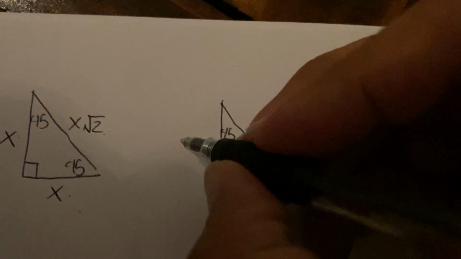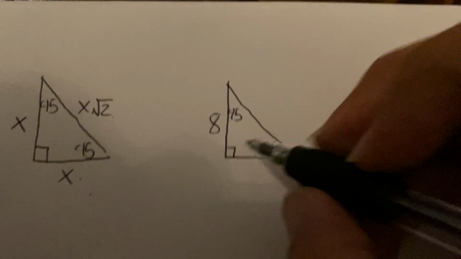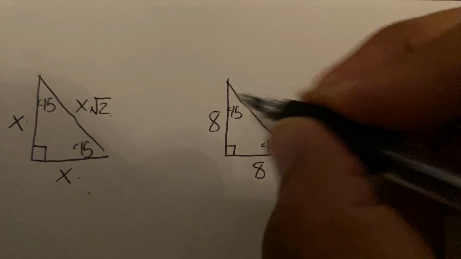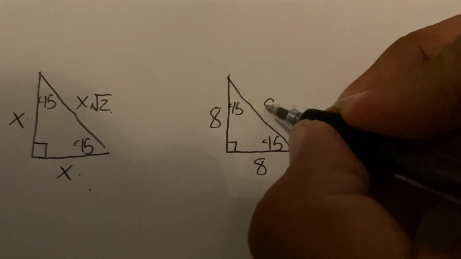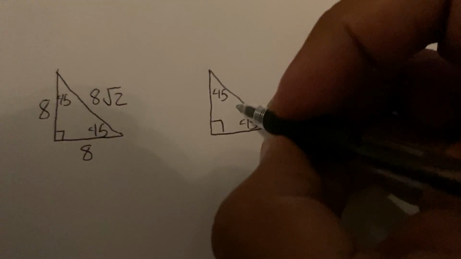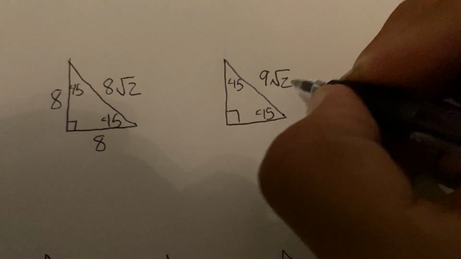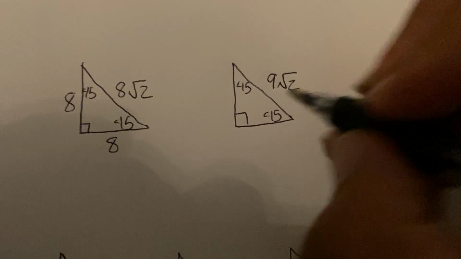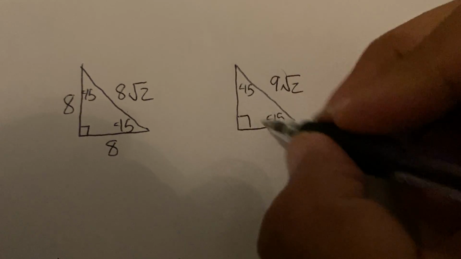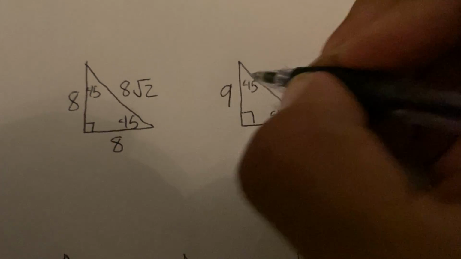Okay? So if I get this one first and I know it's 8, I know that this one's 8. And to get the large one, I have to multiply by square root of 2. So it's going to be 8 square root of 2. Now, if I know this one, 9 square root of 2, to get from here to there, I have to divide by square root of 2 to get from the large side to the smaller sides. So I would write 9 and 9.